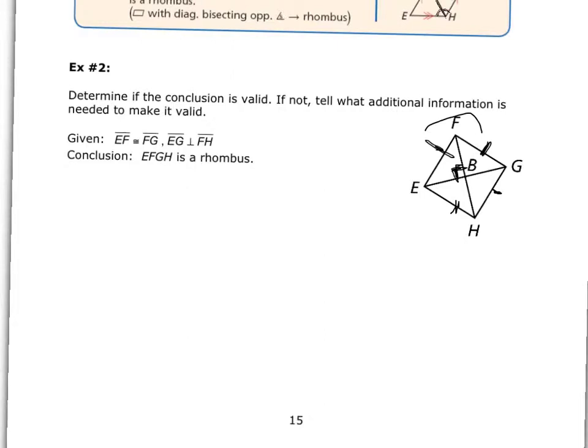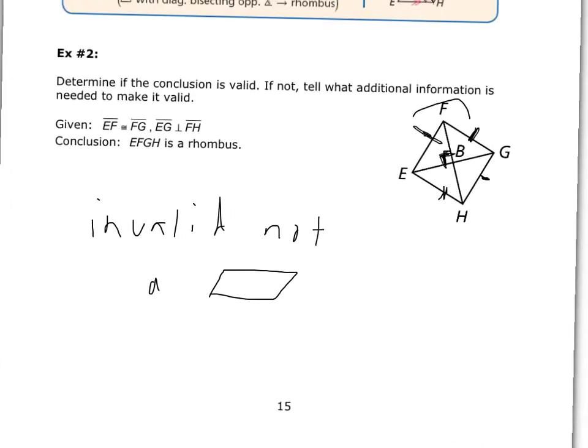But in this particular case, it is invalid because it is not a parallelogram. So it's invalid because it's not a parallelogram. Make sure that you are reviewing your 3 different parallelogram rules.